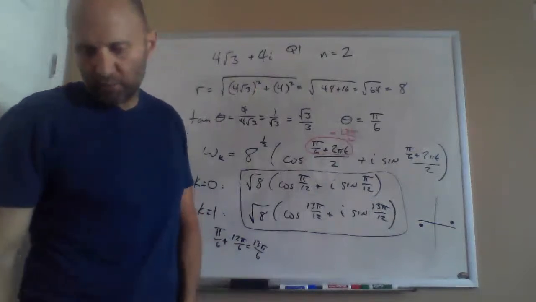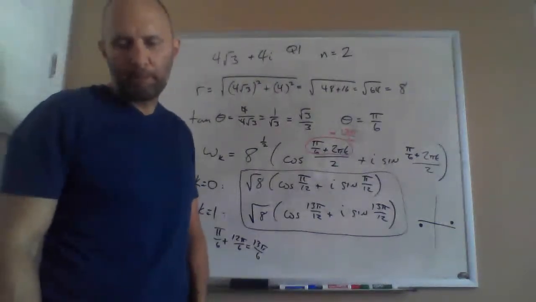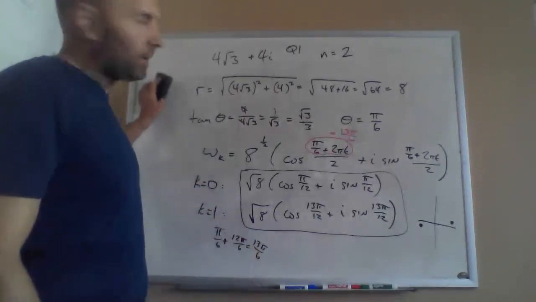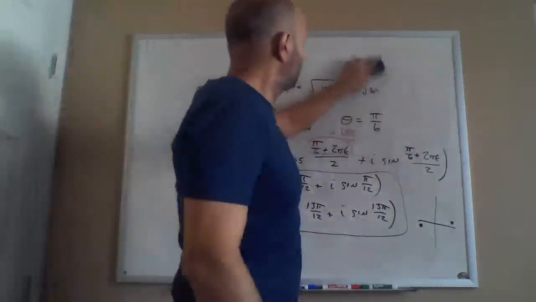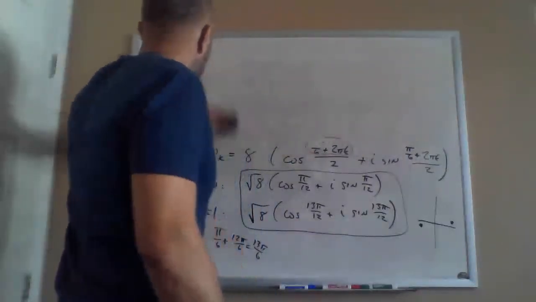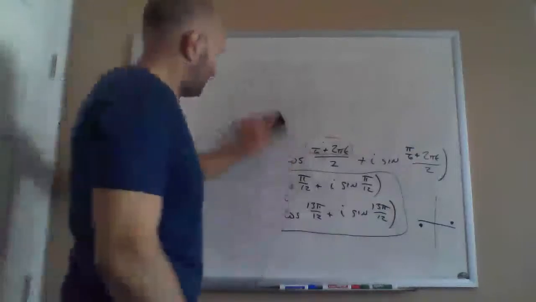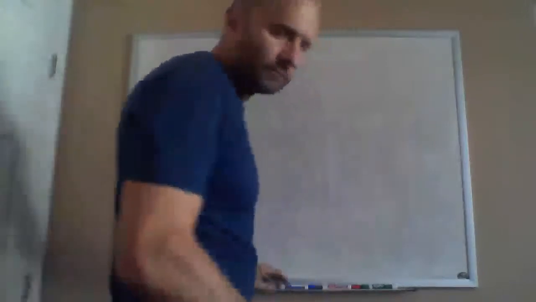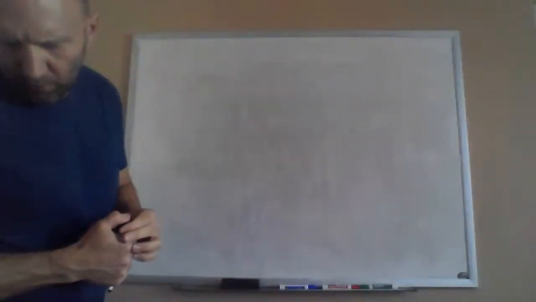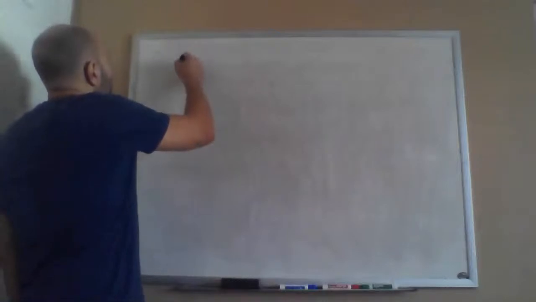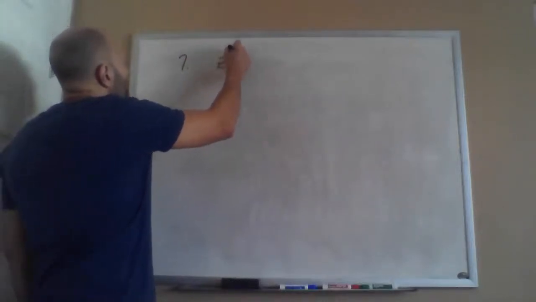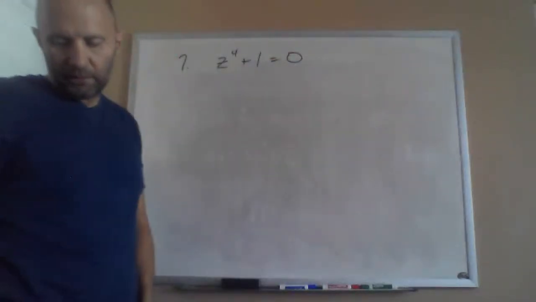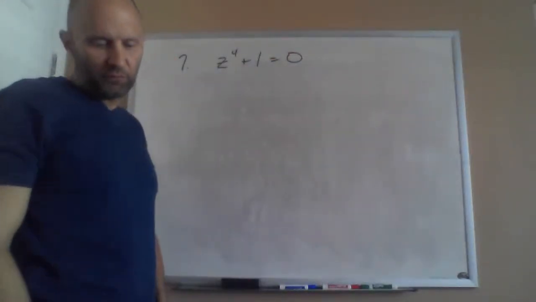So any questions on this before I erase this guy? Okay. So the next one, I'll get you started on it and then let you work it through. It is number 7. We have z to the 4th plus 1 is equal to 0, and we need to find the roots for this guy.